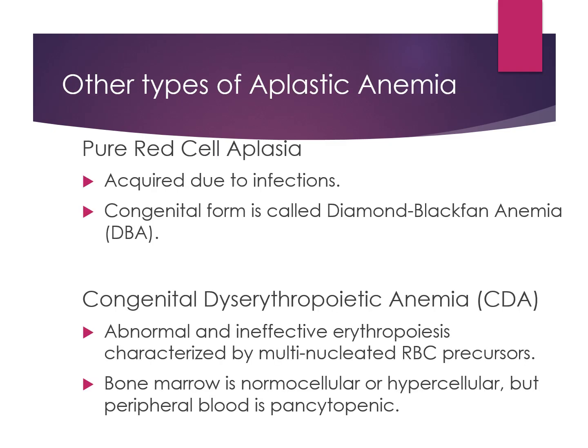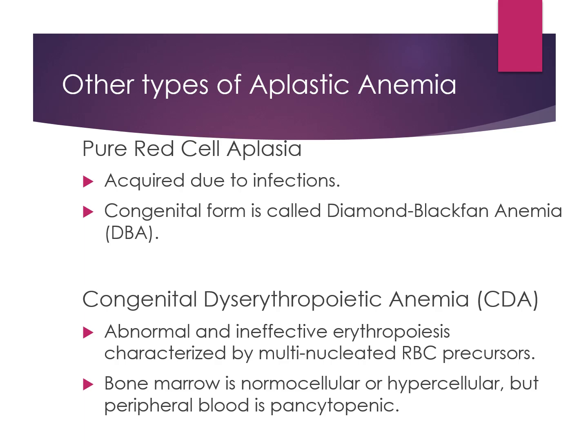So there are a couple of other types of aplastic anemia, just because I want to mention them. We have pure red cell aplasia. This is usually acquired due to an infection. And there's a congenital form called Diamond-Blackfan anemia or DBA. And I'm not going to go really into depth. I really just want you to know that there are different types of aplastic anemia and kind of just a very brief overview of them. We're not going to go into the pathophysiology of each one.